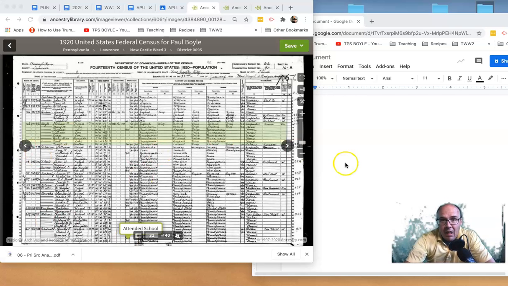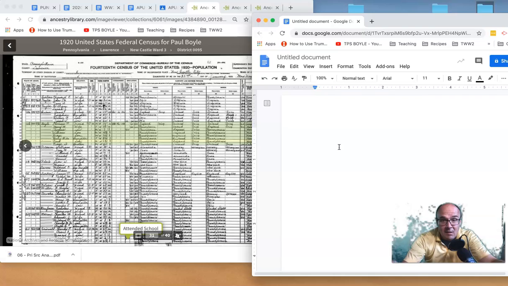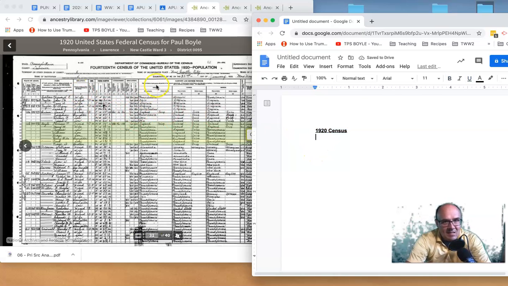So I am going to start by making myself a little Google document and telling myself which historical document I'm working with first. So I'm starting with the 1920 census. All right. And every census looks a little different, just to warn you. The 1920 looks different from the 30, looks different from the 40.